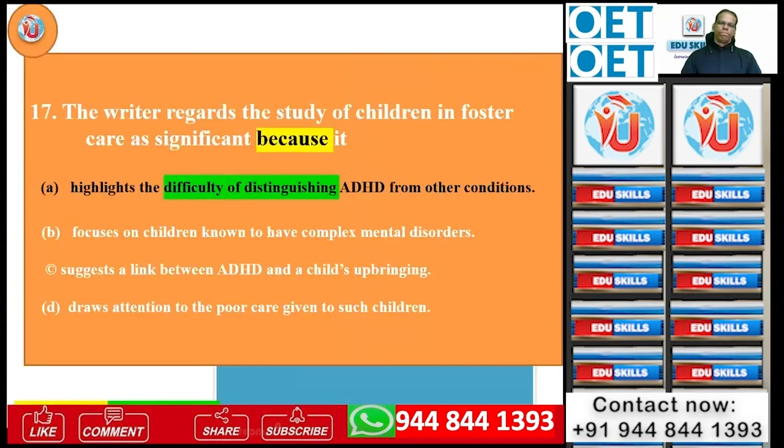See. The writer regards the study of children in foster care as significant because it highlights the difficulty of distinguishing ADHD from other conditions, focuses on children known to have complex mental disorders, suggests a link between ADHD and child's upbringing, draws attention to the poor care given to such children. Yeah, so definitely from this keyword, because they are looking for a reason, you have to give a reason. The writer regards the study of children in foster care as significant because it highlights the difficulty of distinguishing ADHD from other conditions. So why he is giving, we'll look into the text.